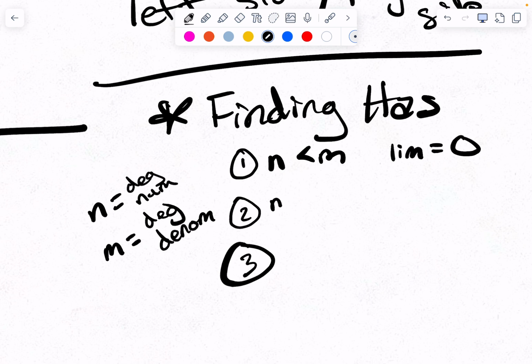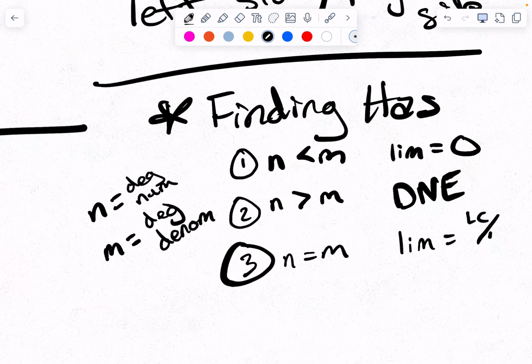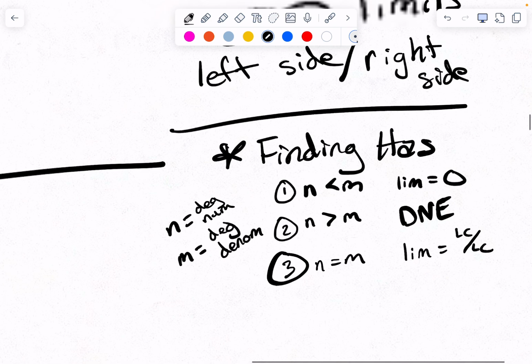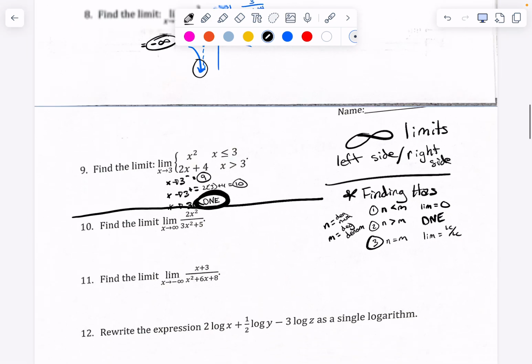If N is greater than M, that means he's top heavy. He's going to fall over. The limit does not exist, because there will be no HA. He's not going to approach something. And 3, N equals M. The limit is LC over LC, kind of like y equals LC over LC. Those are your rules.